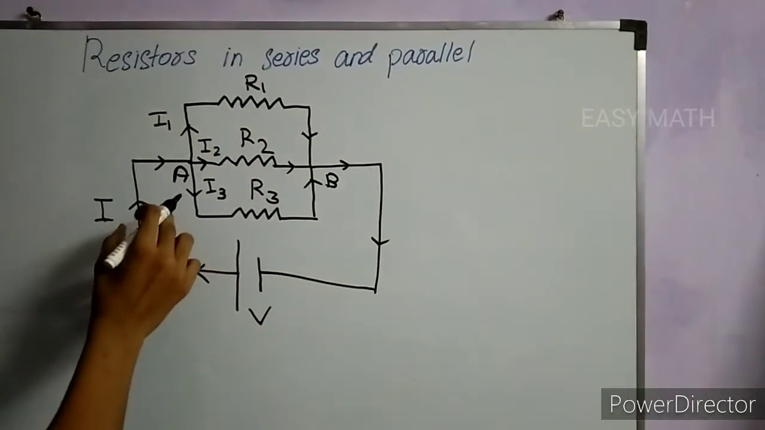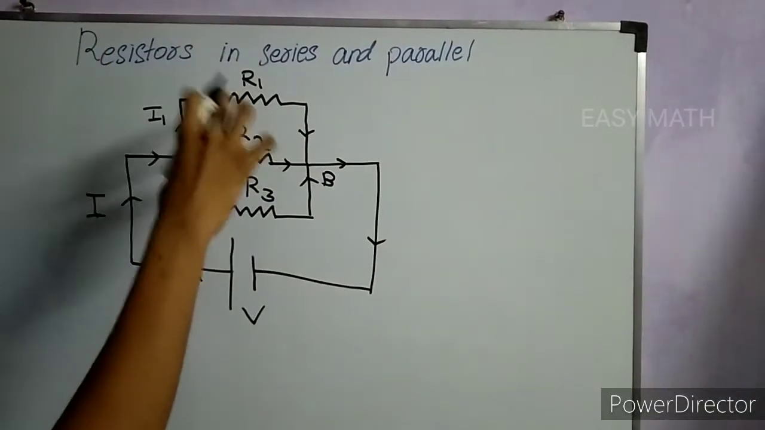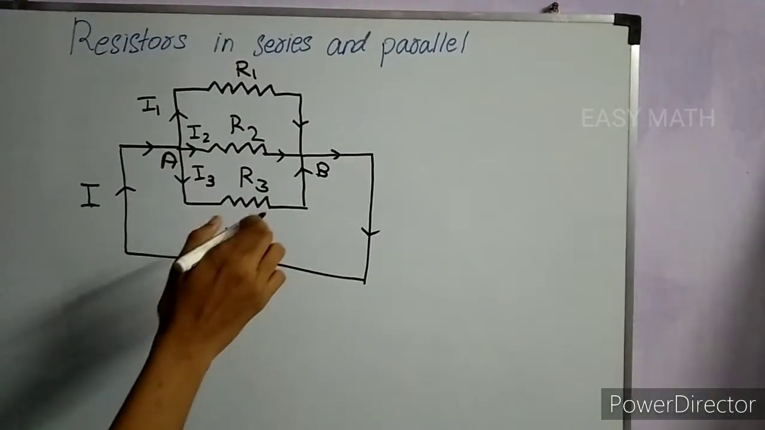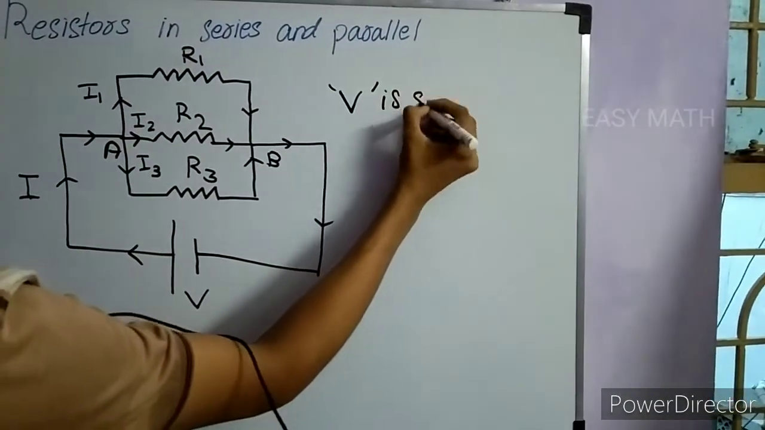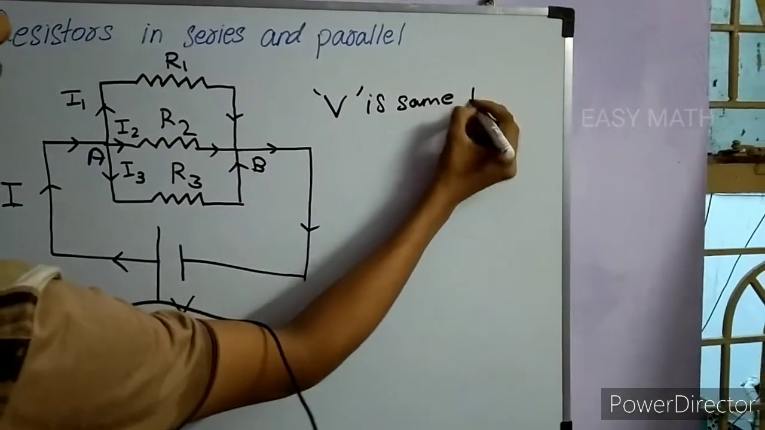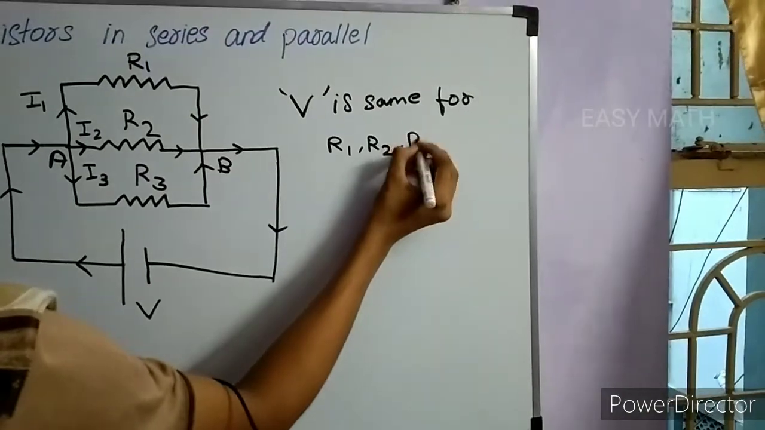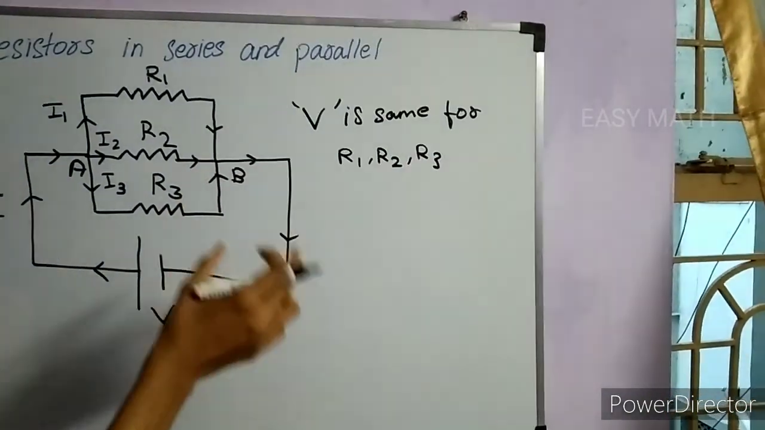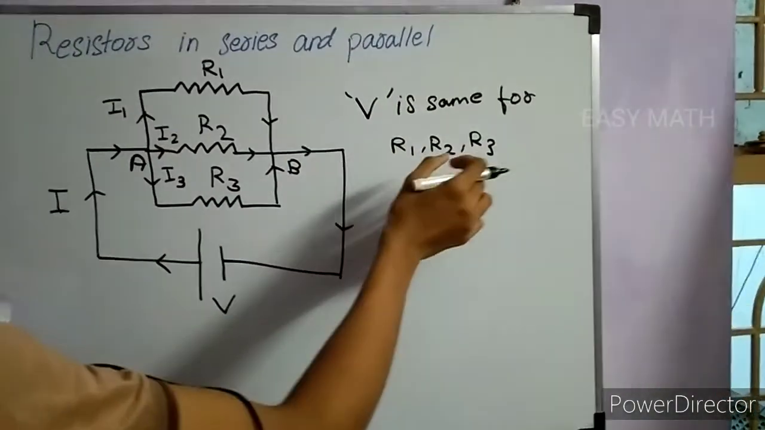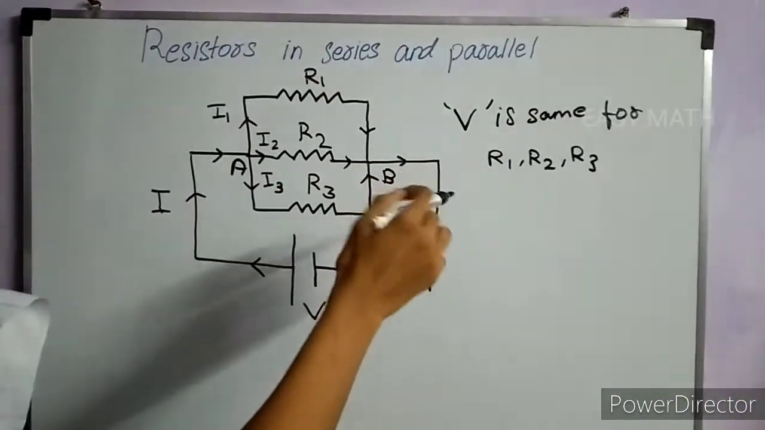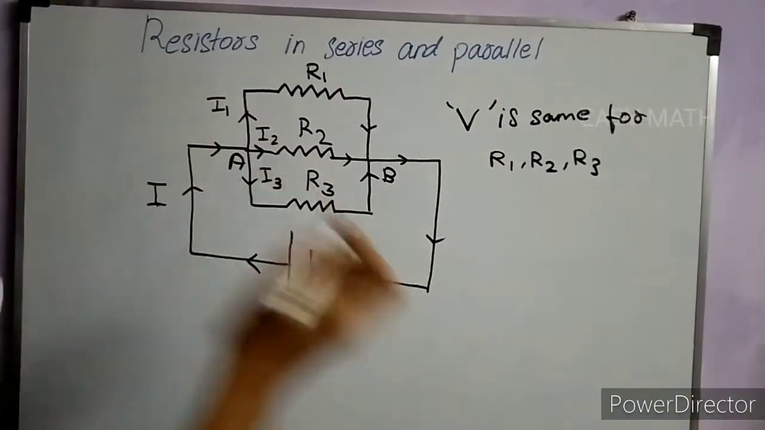So the potential difference is the same in this case. Potential difference across R1, R2 and R3 is the same. Potential difference V is the same for R1, R2 and R3. But in the case of series combination, we have different potential differences across R1, R2 and R3. In the parallel combination, the potential difference is the same.